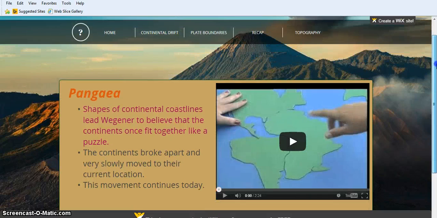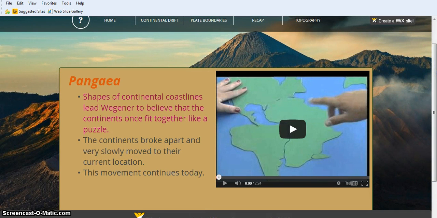Okay, so Pangaea is what you see here in this picture. The shapes of the continental coastlines, and continental means we're talking specifically about the land masses, led Wegener to believe that the continents once fit together like a puzzle. Now we know that through erosion and time these pieces may not exactly fit together at this point, but at one time they were completely put together. The continents broke apart and very slowly moved to the current location where they are today, and this movement still continues. So if you would, just watch this quick video clip on Pangaea.